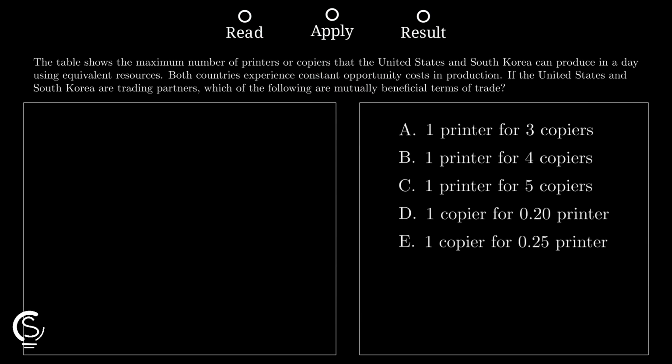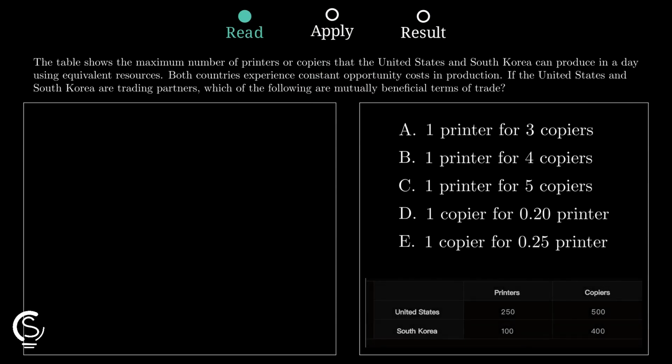First, calculate the United States' opportunity cost for one printer. Since they can produce 40 printers or 80 copiers, dividing 80 by 40 shows one printer costs them exactly 2 copiers.